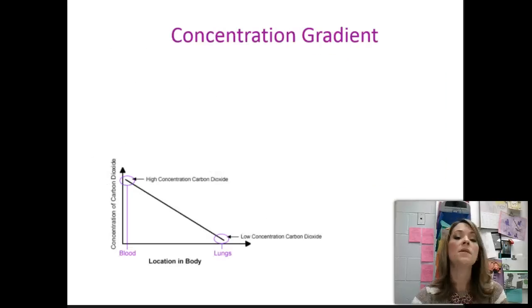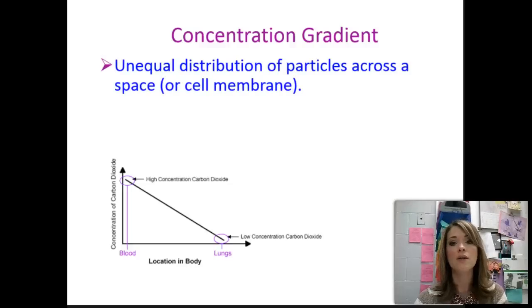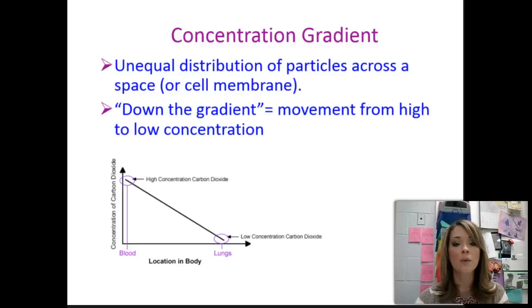All right, one of the terms that you're going to be hearing as we talk about passive and active transport is a concentration gradient. So you need to know that a concentration gradient is where there's an unequal distribution of particles across a space, an area, or a cell membrane. So when we're talking about things moving up or down the concentration gradient, moving down the gradient means it's going to be moving from a high concentration of that particular substance to a low concentration for passive transport.